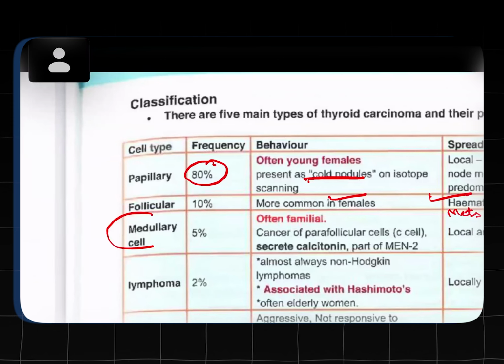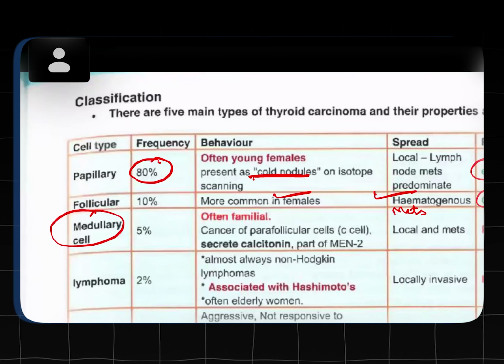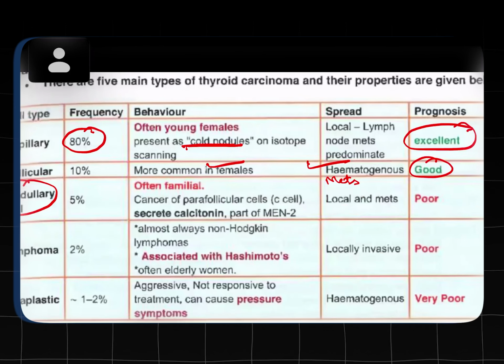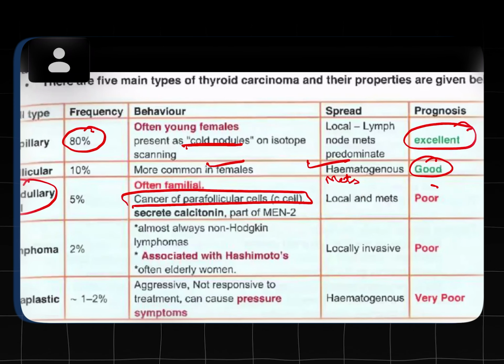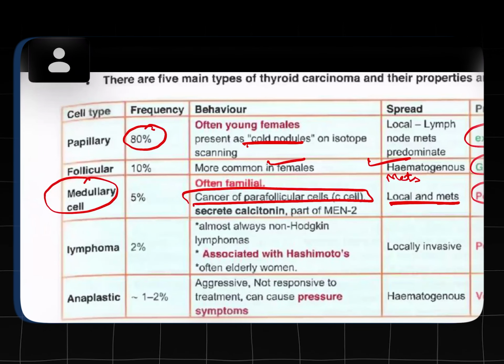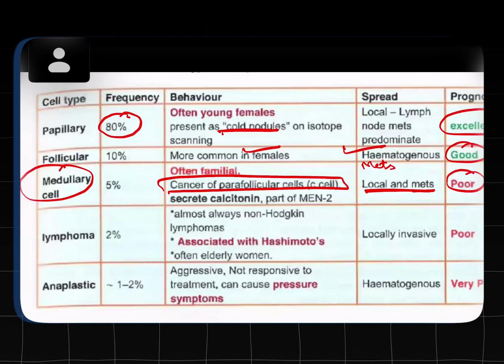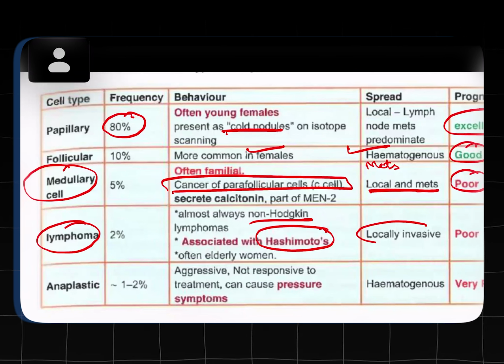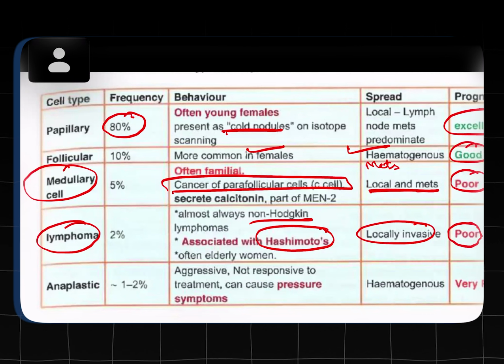Medullary, we have already discussed that it is MEN2 and RET gene related. It is cancer of the parafollicular cells or C cells. Prognosis is poor. Mets can be there. If it is Hashimoto's associated with a cancer, then there is more chance of it being a non-Hodgkin's lymphoma, locally invasive. As always with a malignancy, it is poor prognosis.